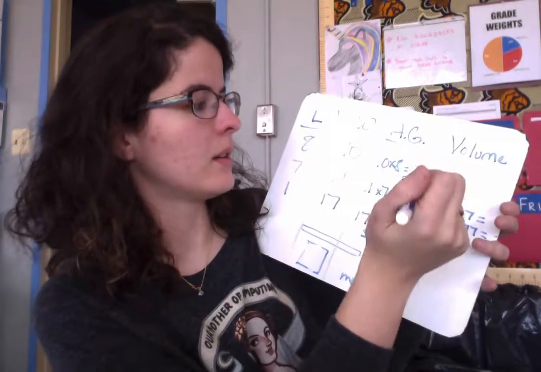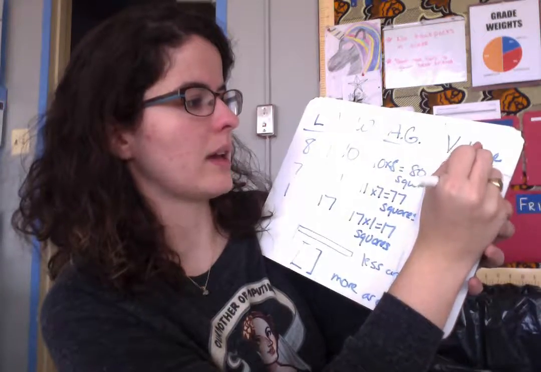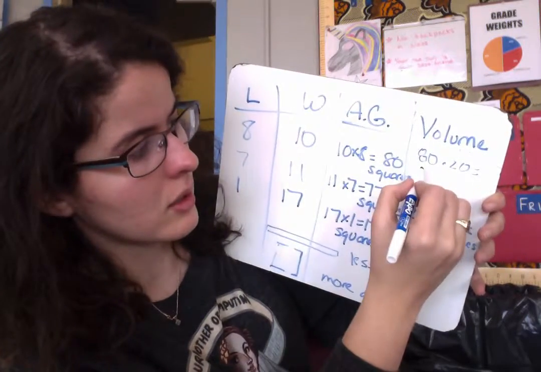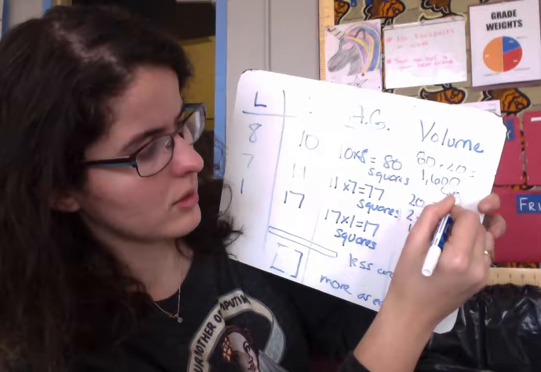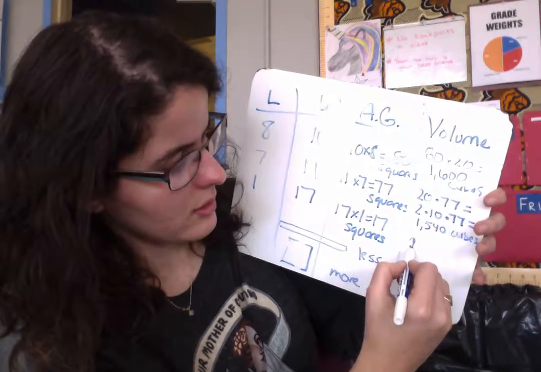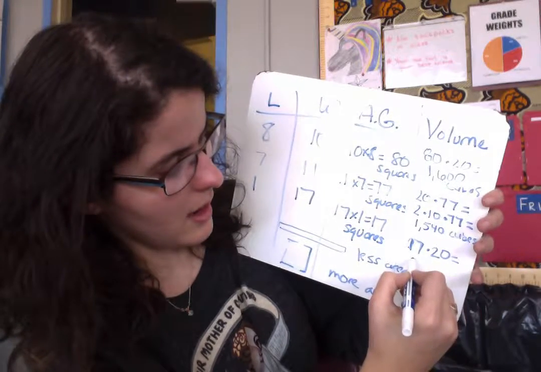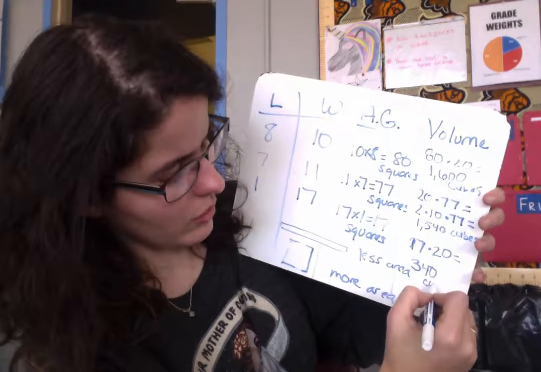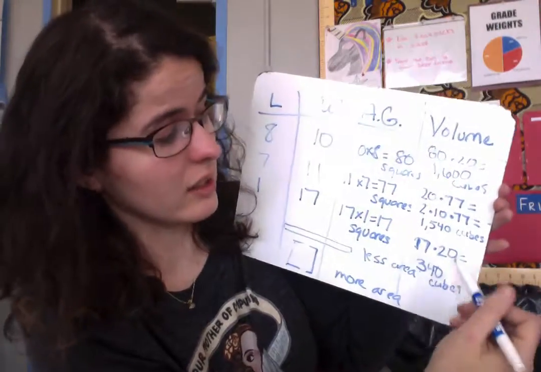For our 8 by 10, we have 80 squares in the bottom layer, and we have 20 layers, so we can multiply that 20 times as we go up. That would be 1,600 cubes. And for our 17, if we have 17 in the bottom layer and we have 20 layers, that would be 340 cubes. So unlike the glassed-in area, it looks like this definitely changes.